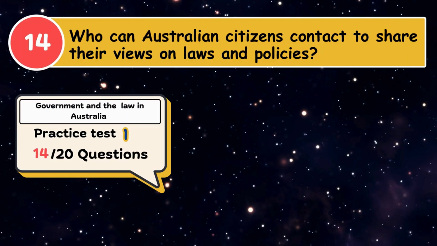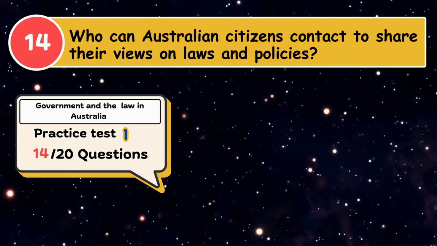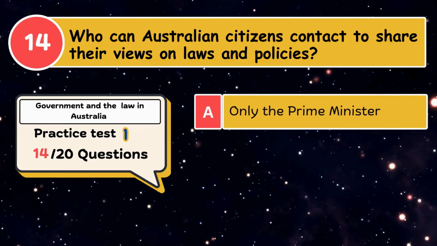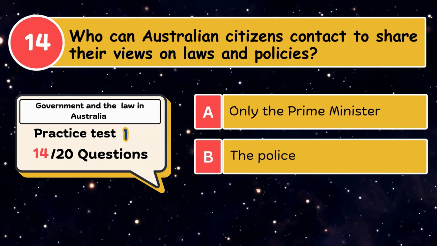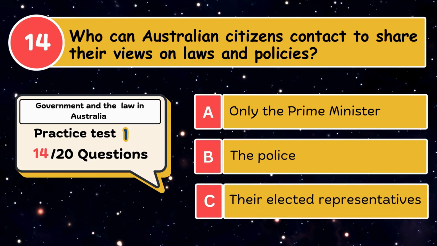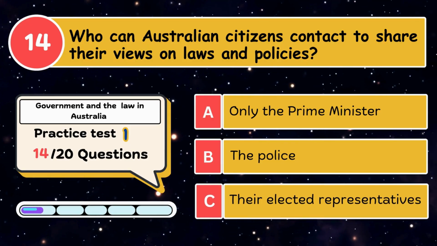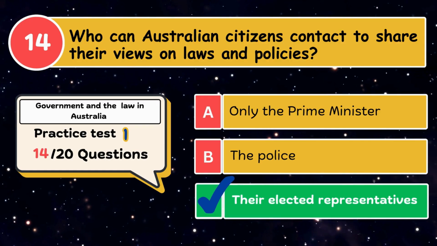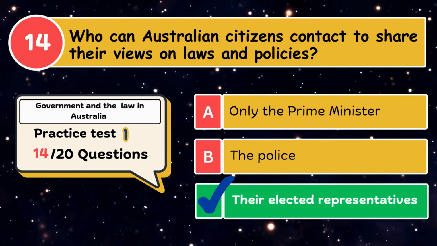Who can Australian citizens contact to share their views on laws and policies? A. Only the Prime Minister. B. The police. C. Their elected representatives. The correct answer is their elected representatives.